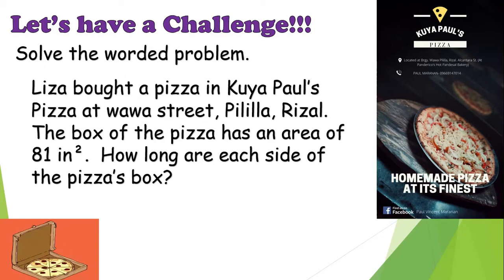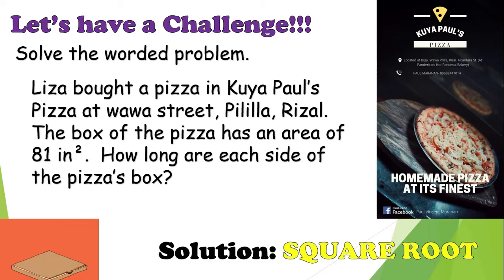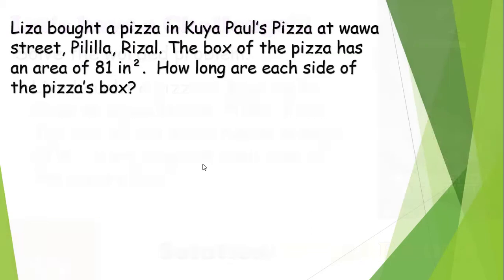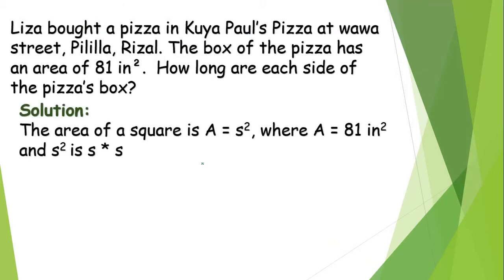Okay, let's see what the solution is. So we can find the solution to the problem by using square root, which is our topic for today. So here is the solution. The area of a square is A equals S squared, where A equals 81 square inches according to the given, and S squared is S times S. You're going to multiply S to itself because of its exponent, which is 2. So we have the formula A equals S squared. Then substitute the value, which is 81 square inches, for A, or the area.